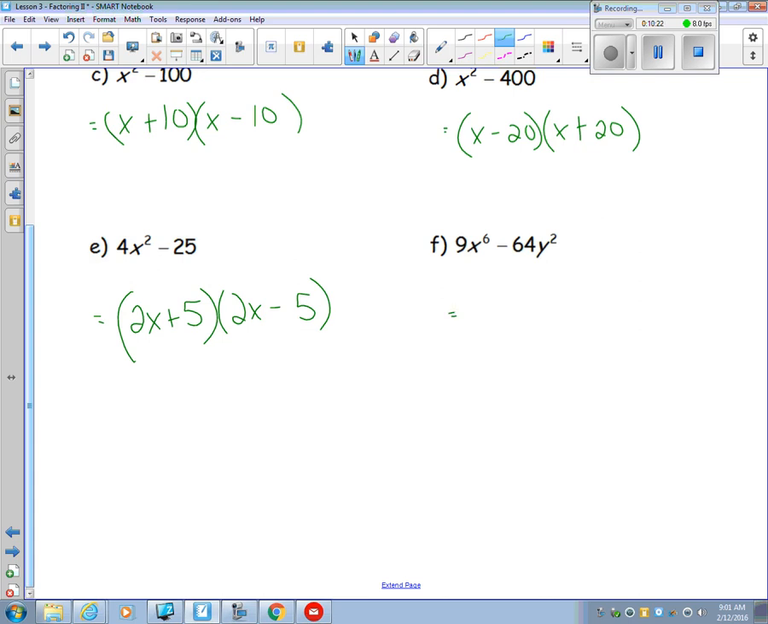Okay, letter F. Square root of 9x6. I need half to go in this bracket, so 3x3 and 3x3. 64y squared, well, the square root of that would be 8 with a y and 8 with a y. And you need 1 plus and 1 minus. When you're doing the letter parts, like x6 here, half goes here, half goes there, right? That's how you square root an exponent, half and half.